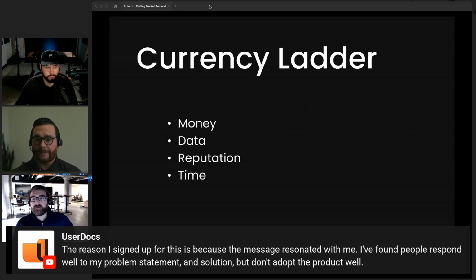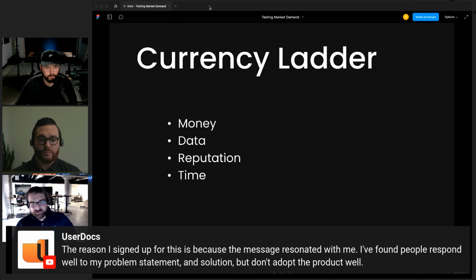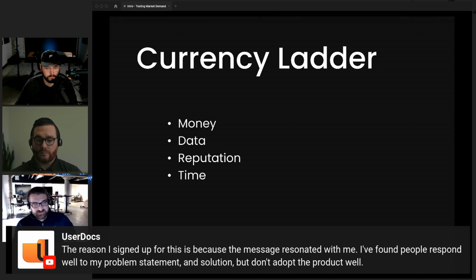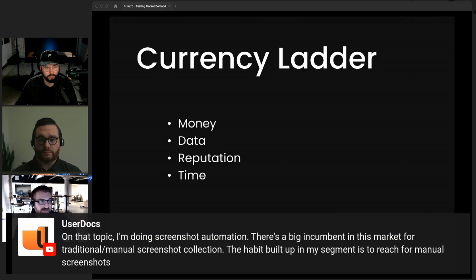as you build that business case. Good. And John's got one last question here. He's saying that his idea is about screenshot collection, and he's talking about the big incumbent in this market as traditional screenshot collection, and the habit built up in my segment is to reach for manual. Habit's a really big thing to break. I think we don't want to underestimate the force of that.